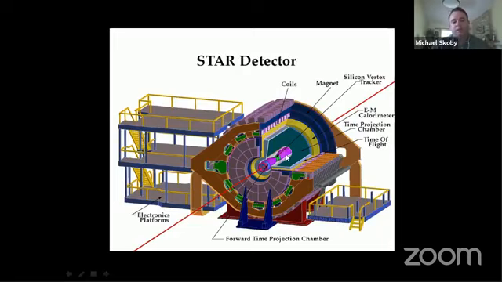I'll show you that in more detail on the next slide, but before that, I also want to mention that the time projection chamber is surrounded by this large magnet, and that magnet helps us determine whether the charge of the particle is positive or negative, depending on the curvature of the track. So let me show that here on the next slide.